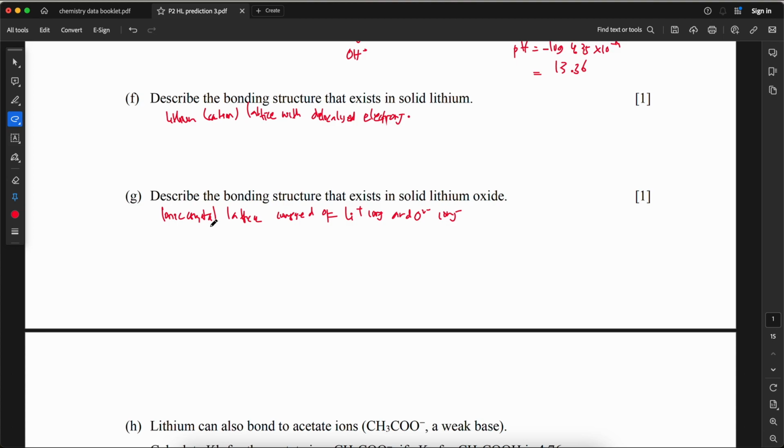So it could be: an ionic crystal lattice composed of Li+ ions and O2- ions that is bonded ionically via electrostatic attraction.